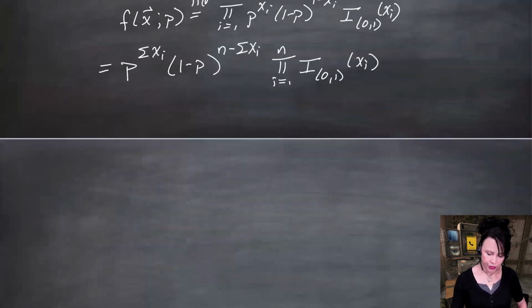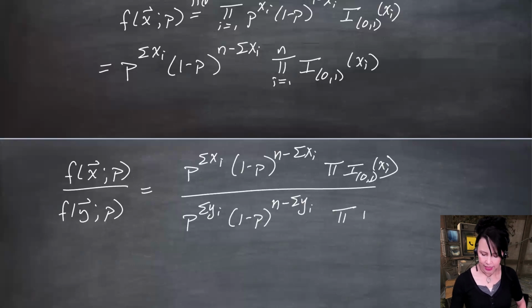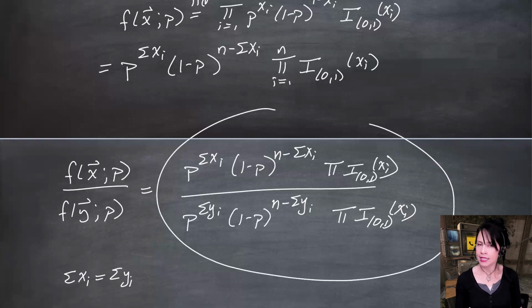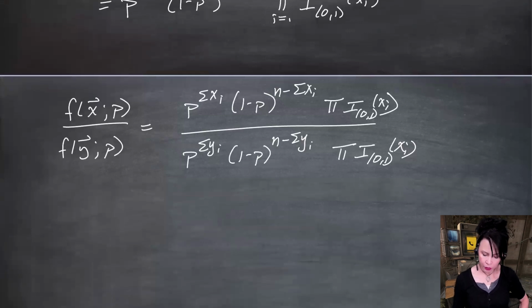So let's try to form this ratio, f of the vector x and p over f of the vector y and p. It is easy to see that if the sum of the x's is equal to the sum of the y's, we're going to get a lot of cancellation, and this is going to be parameter free. So that's one direction of that if and only if. To really see the other direction, I would spend some time to simplify this a little bit more.